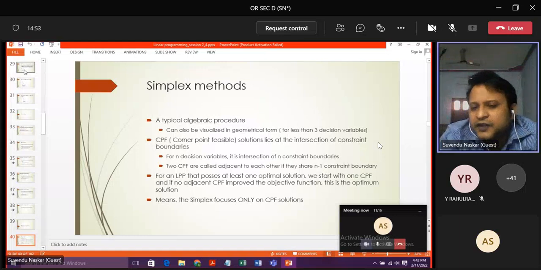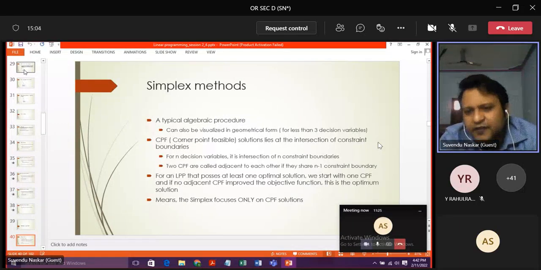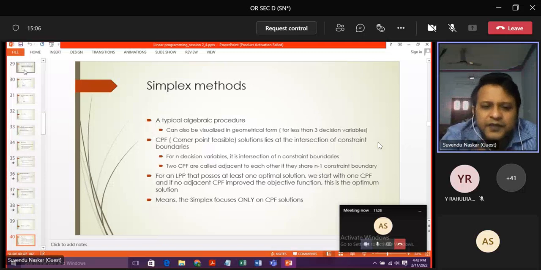Two CPFs are called adjacent to each other if they share n-1 constraint boundaries. I'll not ask for any name or anything. Anyone can just say why this is so. Why are two CPFs adjacent only when they share n-1 constraint boundaries?